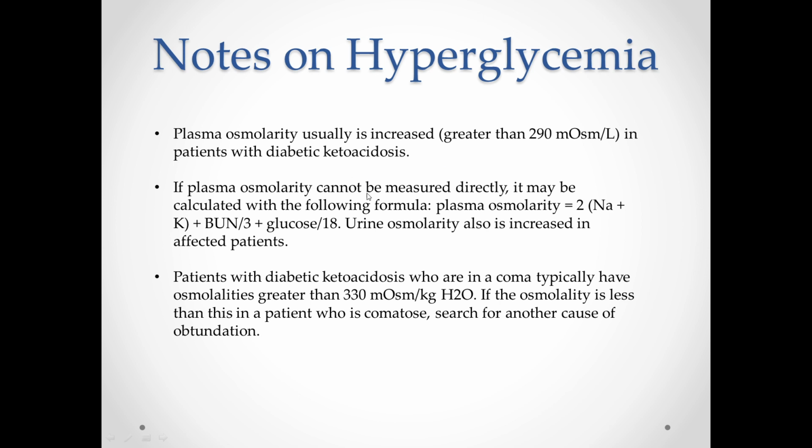If the plasma osmolarity cannot be measured directly, you can calculate it with the following formula. Okay, and that would be 2 times the sodium plus potassium, plus the BUN divided by 3, plus glucose divided by 18. And then patients who are in a diabetic ketoacidosis who are in a coma typically have very high osmolarities, greater than 330 milliosmoles per kilogram water. If it's less than that and the patient's comatose, there might be an additional underlying cause.